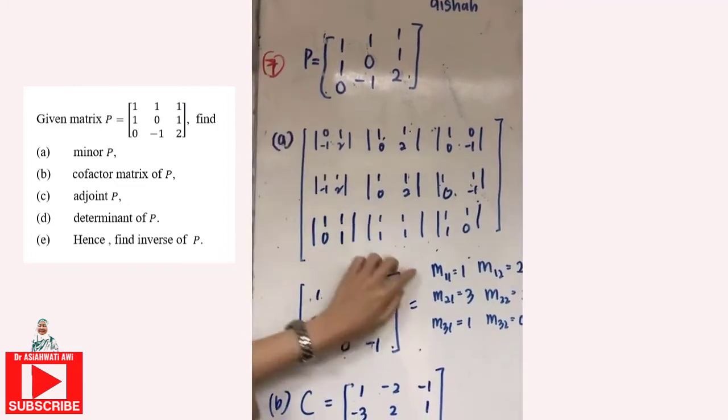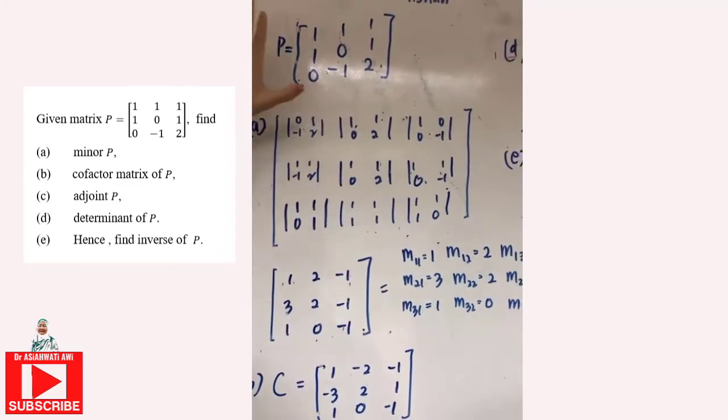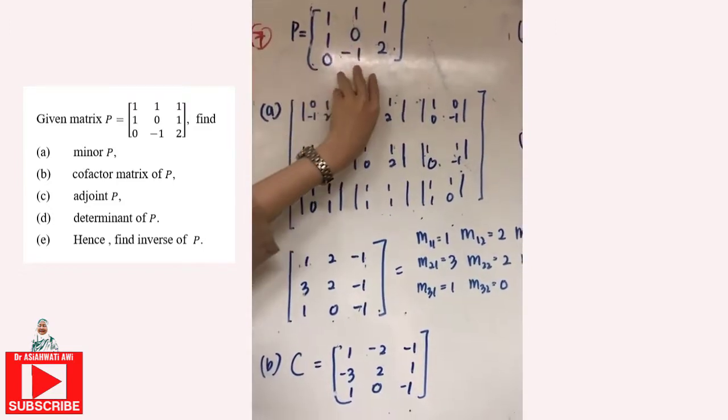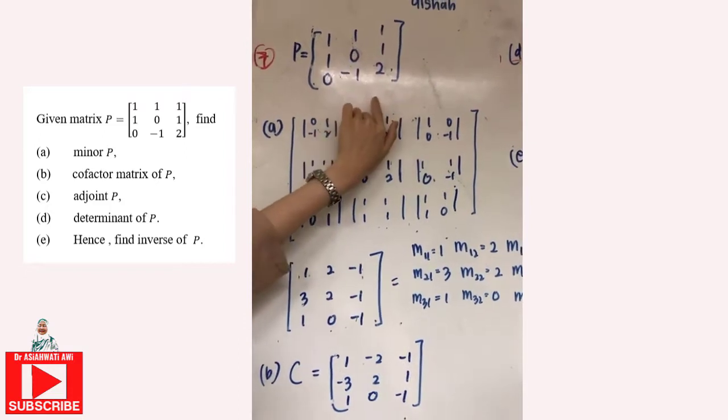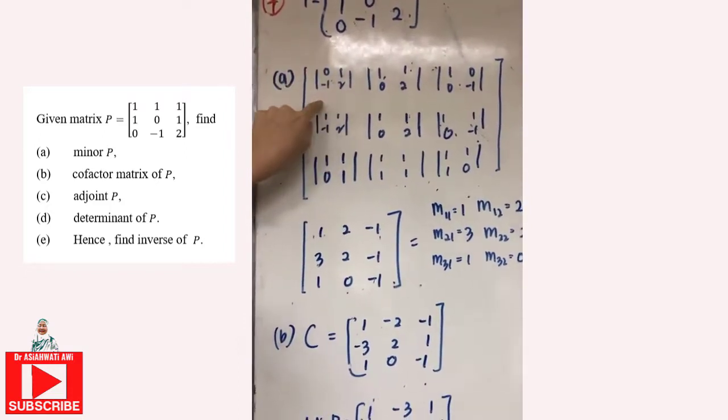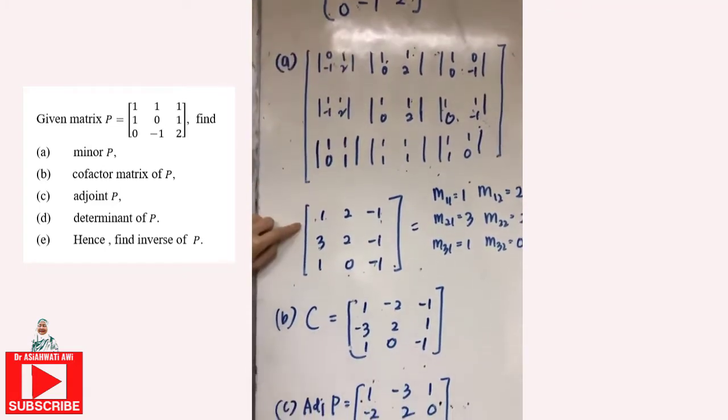So M1 means that we close the column 1 and row 1. We are left with four numbers, which are 0, negative 1 and 1, 2. So we write this form. Then AD minus BC. We'll get 1.